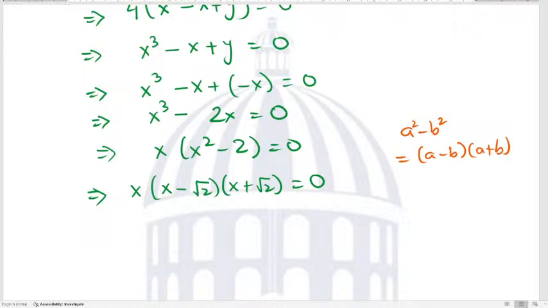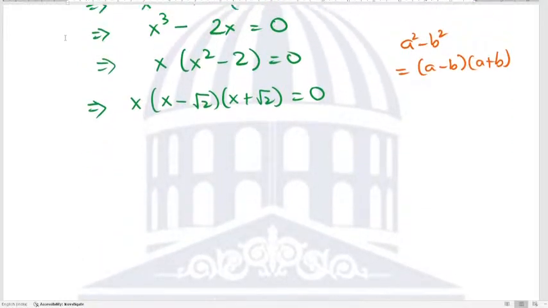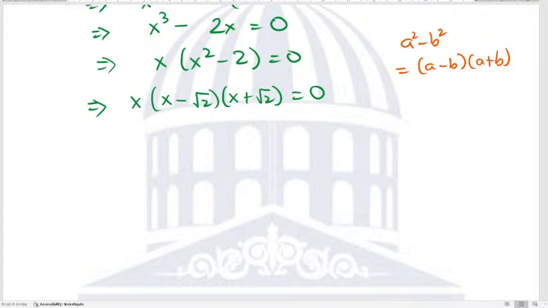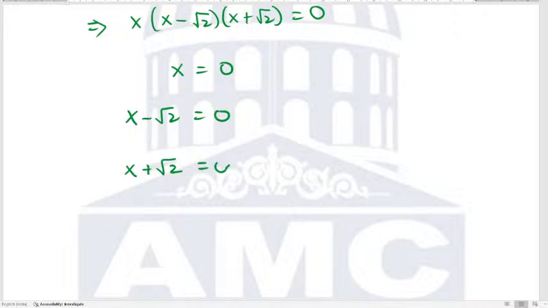So the expression x multiplied by x minus square root of 2, x plus square root of 2 equal to 0 happens when x equal to 0. That is one case. The other case is x minus square root of 2 is equal to 0. The third case is x plus square root of 2 is equal to 0. So the second case is basically x equal to square root of 2, right? And the third case is essentially x is equal to negative of square root of 2.